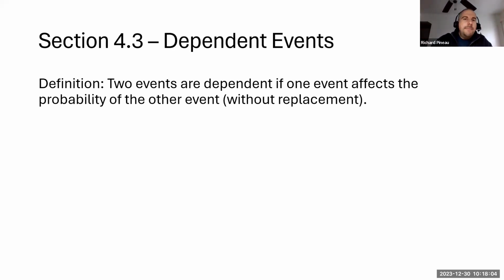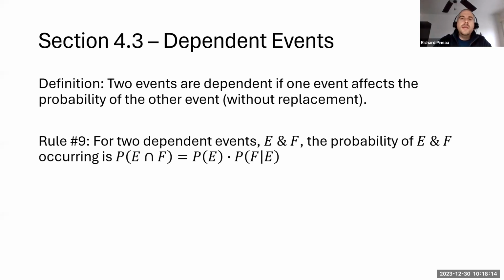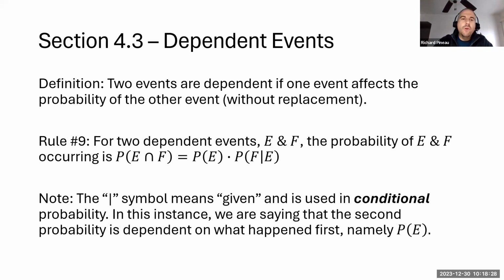Now, we do have something called a dependent event. This is where the occurrence of one event will impact or affect the probability of the other event. And the phrase we use here is "without replacement." That's the key wording here. So we have a probability formula for this, which says for two dependent events, E and F, the probability of E and F occurring is given by the following formula.